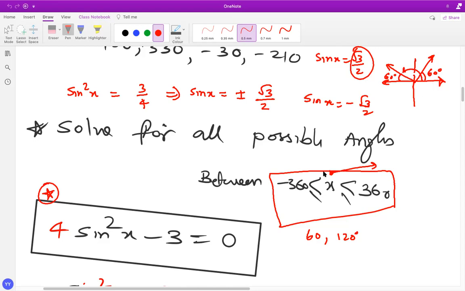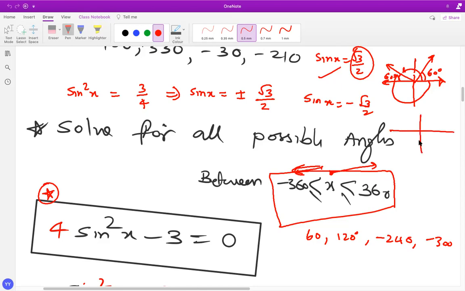So now you go clockwise to account for this negative 360. So you go clockwise, which is negative 240 and negative 300. So these are the four angles for the positive root 3 over 2. And now you take the answers for negative root 3 over 2.